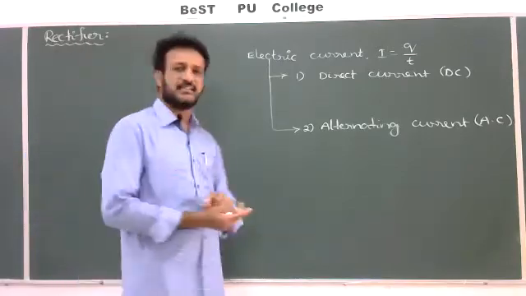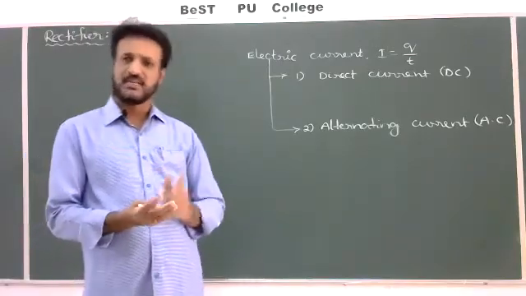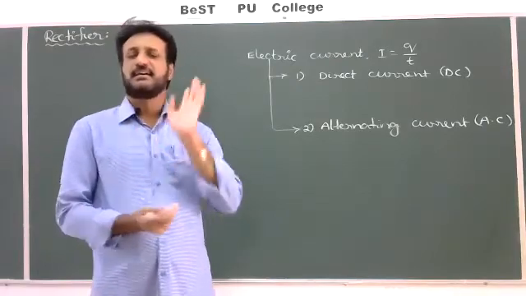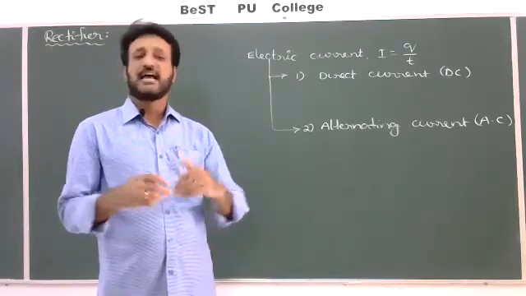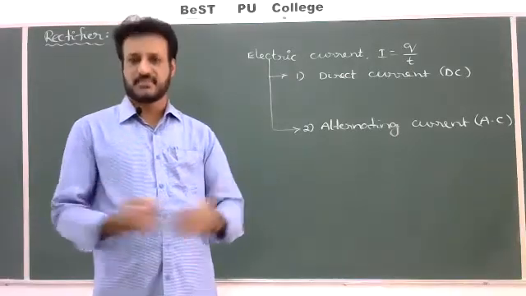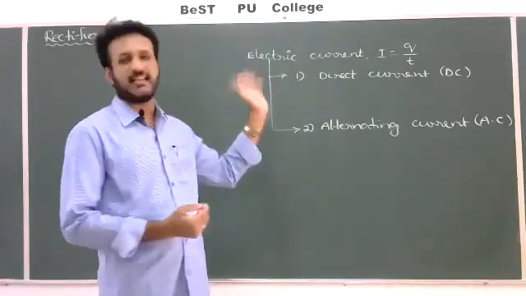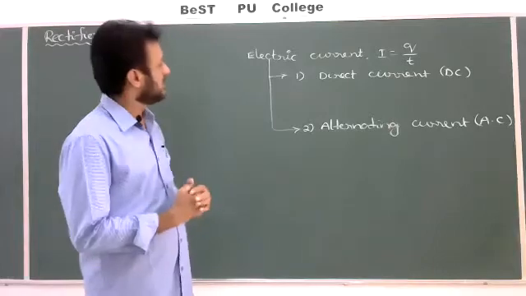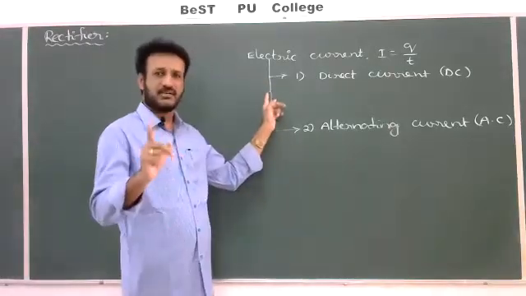Here electric current has both magnitude and direction, but it does not follow the laws of vectors. Simply we can add electric currents like real numbers. That's why it is a scalar. Electric current is a scalar. But it has both magnitude and direction.